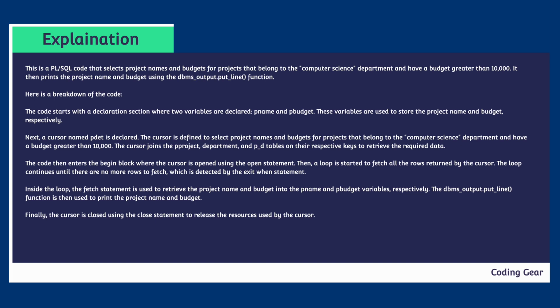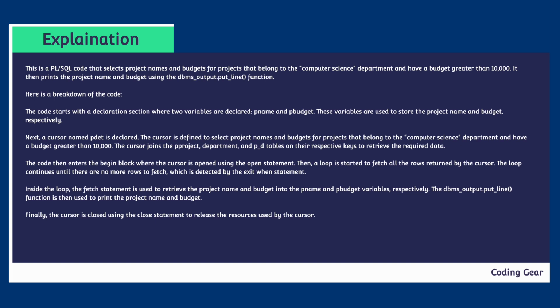The code starts with a declaration section where two variables are declared, name and pbudget. These variables are used to store the project name and budget, respectively. Next, a cursor named pdt is declared. The cursor is defined to select project names and budgets for projects that belong to the computer science department and have a budget greater than 10,000. The cursor joins the project, department, and p_d tables on their respective keys to retrieve the required data.